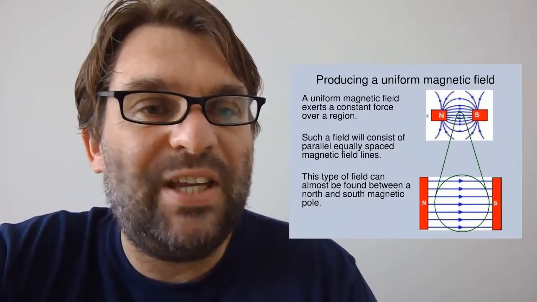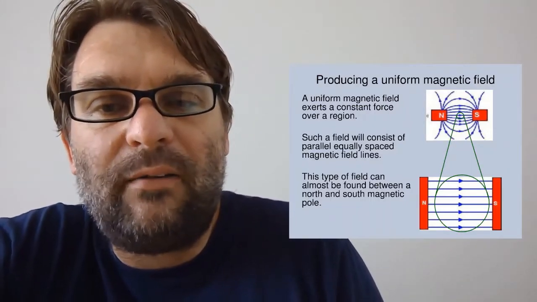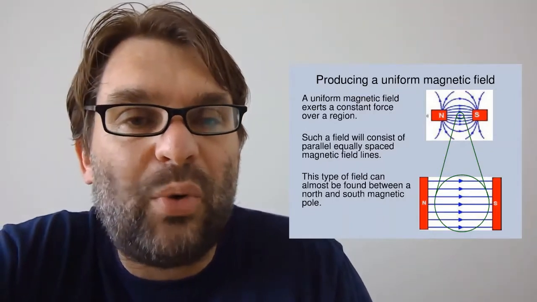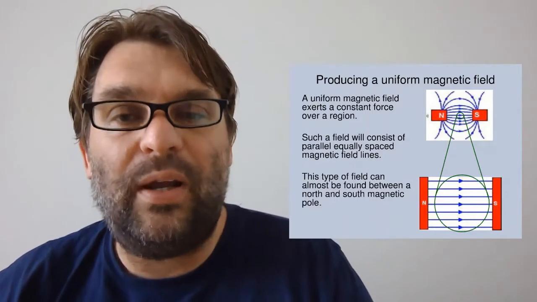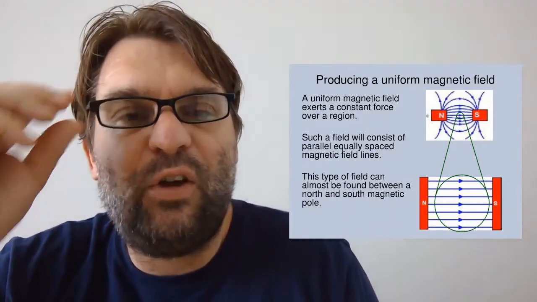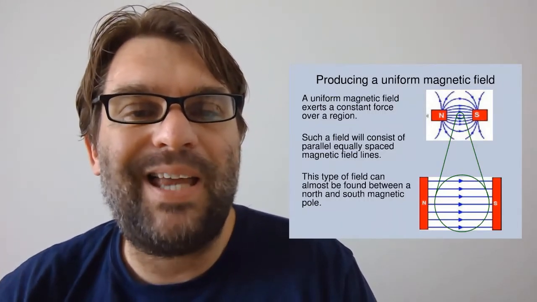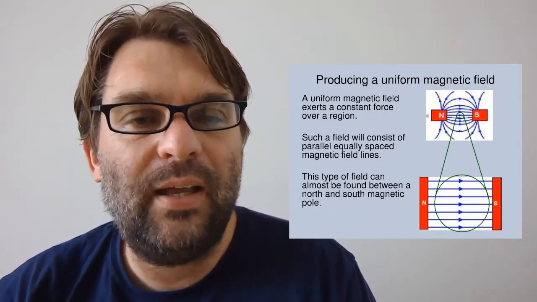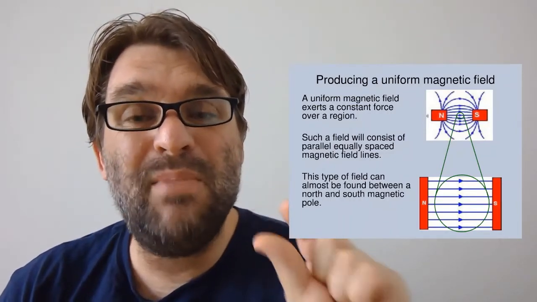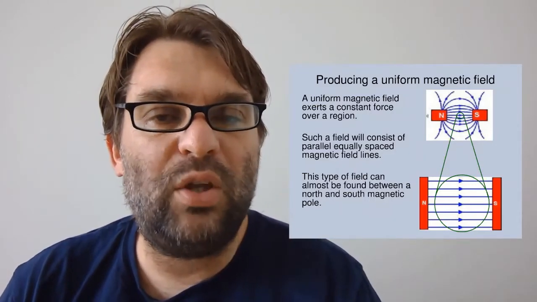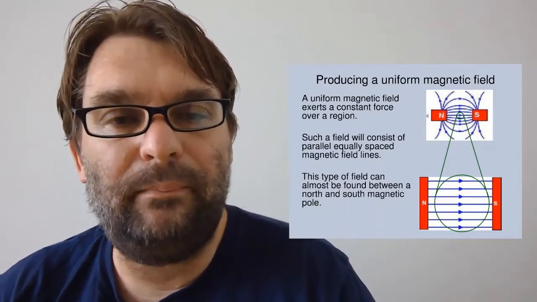So in order to produce a uniform magnetic field, what is a uniform magnetic field? Basically, a uniform magnetic field is where the field strength is the same all the way throughout, okay, and it exerts a constant magnetic force around that area, or volume, actually. Such a field will consist, as you can see from the image, of parallel and equally spaced magnetic field lines. Okay? And this type of field is seen right in the middle when you put a north and south pole close together.